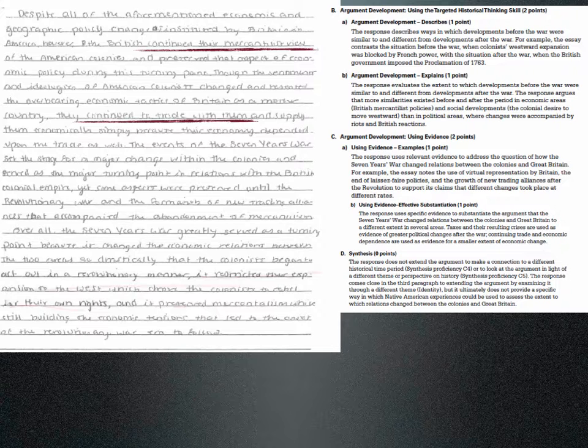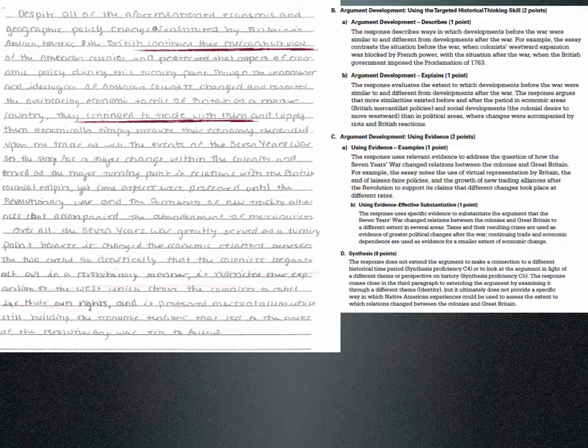It says here that the student earned the point for using evidence. The student used a lot of evidence about the 7 Years' War before and after, taxes, the crises that go on that cause greater political change after the war, the trade and economic dependence as evidence for a smaller extent of economic change. We've talked about that.